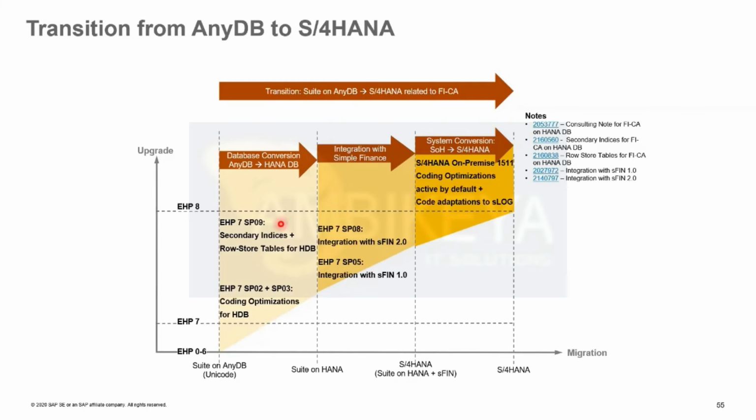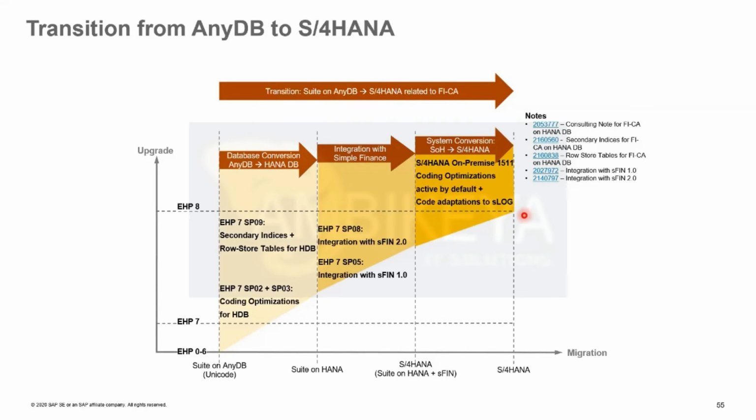When we did the transition from any database to S/4HANA, we had several steps in between. We went on Suite on HANA, and then finally S/4HANA was introduced, and the FICA team had a long journey to do performance improvements and achieve really good performance on S/4HANA and make use of the attributes of S/4HANA. So that was really a long journey. It took us more than 1 year, 1.5 years, I would say, to do that.